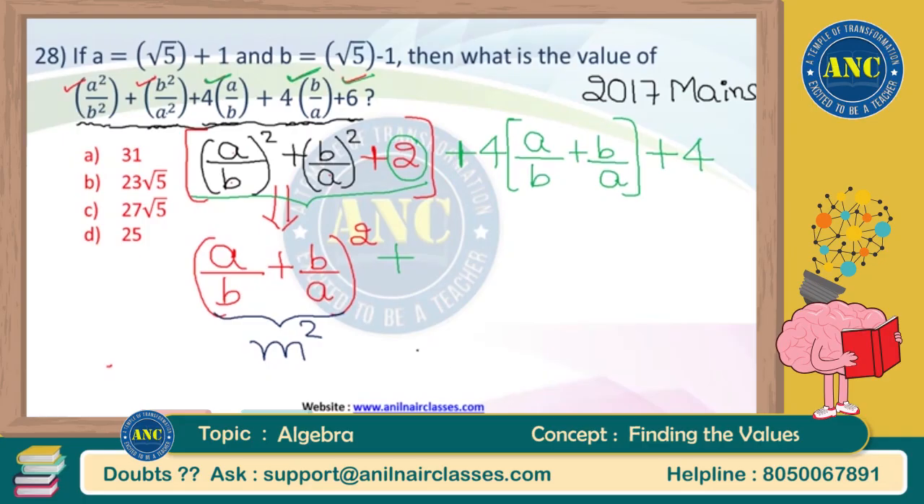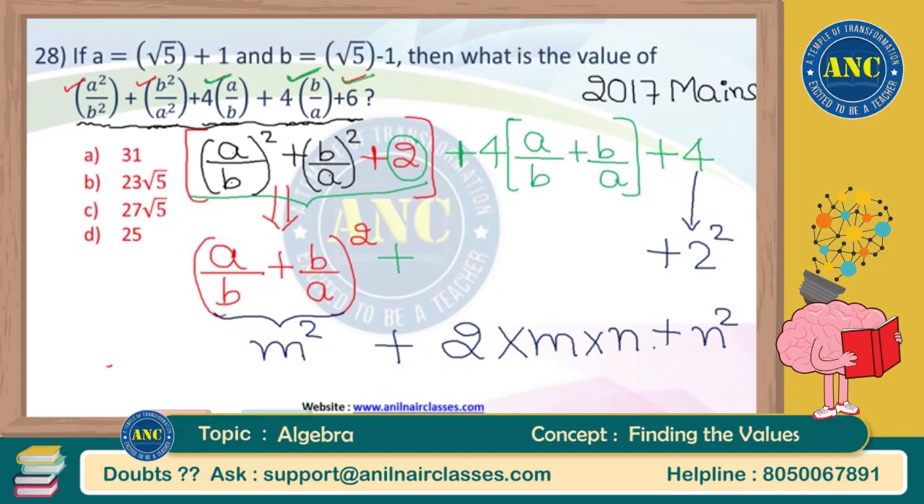This is of the form m square, plus can I say that 4 can be written as 2 square, right? 4 can be written as 2 square. The 2 square is of the form n square. Now, if I want to express this as m plus n whole square, m plus n whole square is m square plus n square plus 2 into m into n. Correct, right? 2 into m into n.